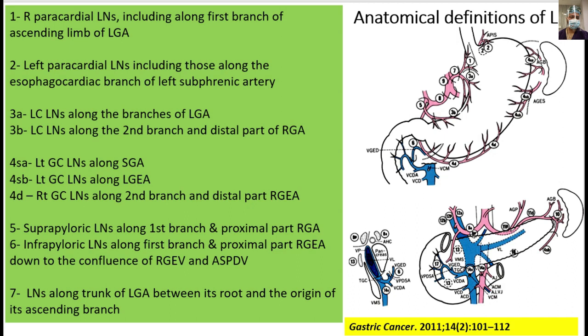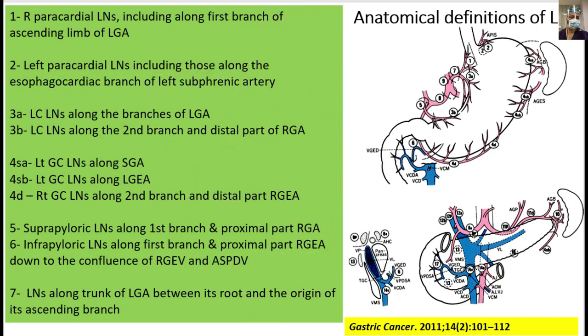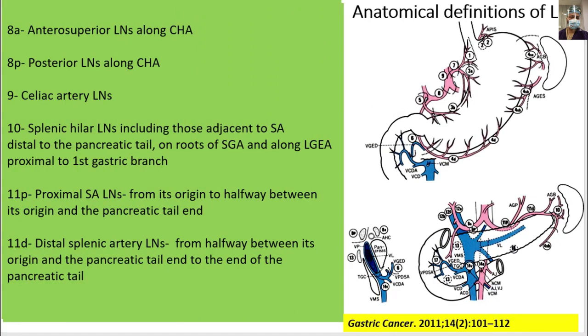5 is the suprapyloric lymph nodes along the first branch of the proximal part of the right gastric artery. 6 is the infrapyloric lymph node along the first branch of the proximal part of the right gastroepiploic artery, down to the confluence of the right gastroepiploic vein and anterior superior pancreaticoduodenal vein. 7, as I said, these are the celiac axis lymph nodes 7, 8, 9. So 7 is the lymph node along the trunk of the left gastric artery between its root and the origin of its ascending branch. Station 8 is A and P.